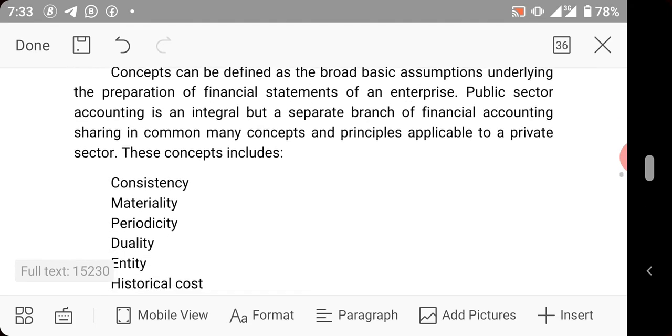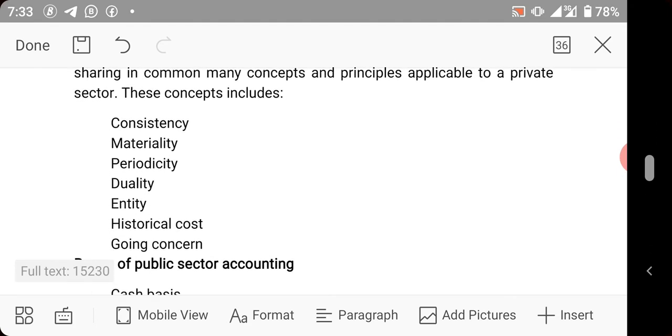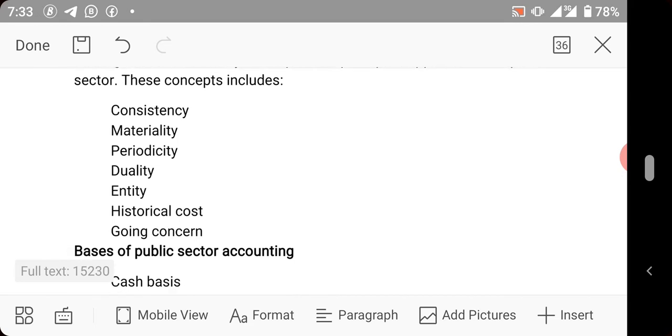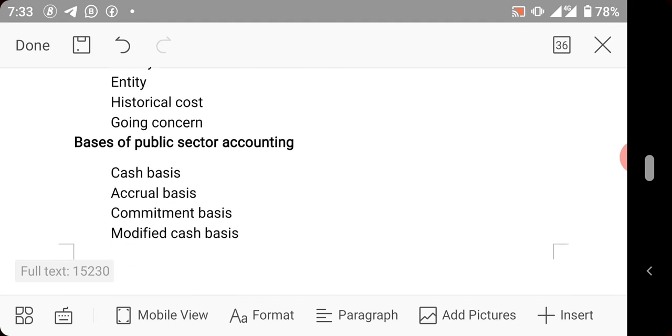Now, these are the concepts that I listed here. Consistency, you know that. Materiality, you know that. If you have forgotten their meaning, go back and read them. Periodicity, duality, entity, historical cost, and going concern. No one will ask you the concept of accounting in the exam, so note that. The basis of public sector accounting, this one comes out often.